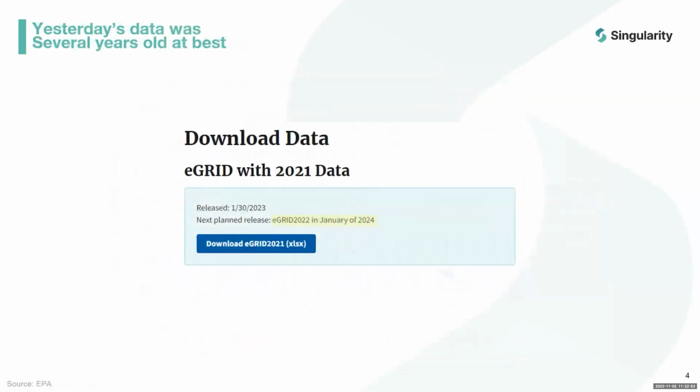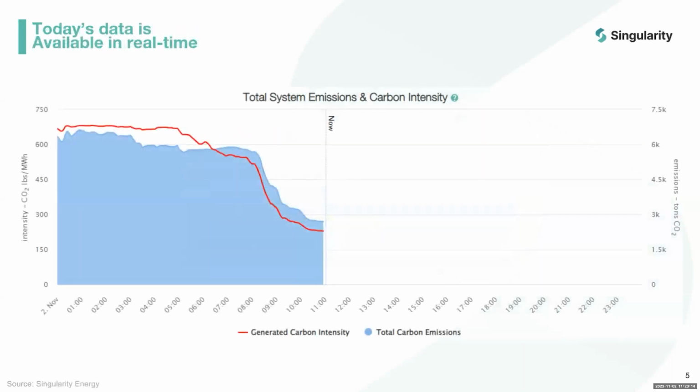The second trend is related to the recency of the data. So the data you're used to probably is several years old at best. It's published a few years after the fact, but with the pace of change with today's grid, grid emissions data from 2 years ago probably is not reflective of the carbon intensity of the grid today. And so today's data is now available in near real time.